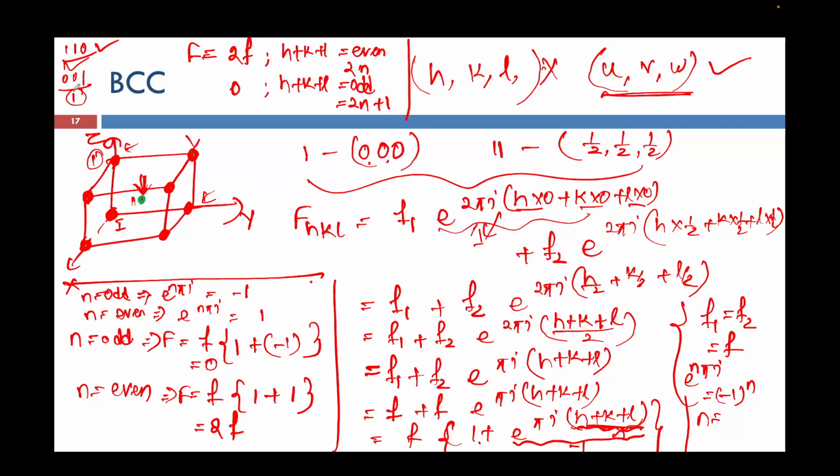And remember, in the previous classes, previous slides, I have told that I is directly proportional to F square. So if this will be 0, then your intensity will be 0. So this is what we have known for BCC. Similar things also we can derive for FCC.